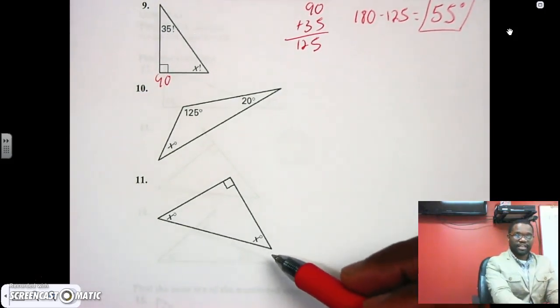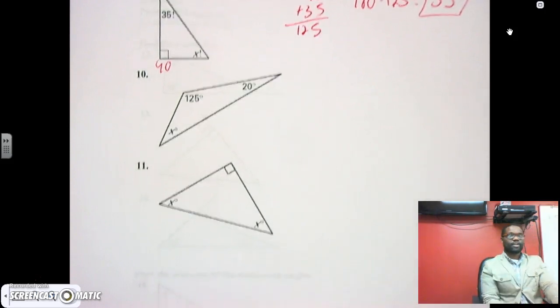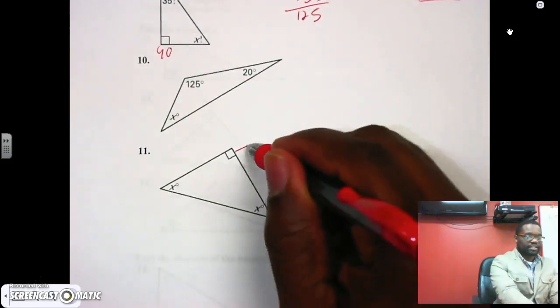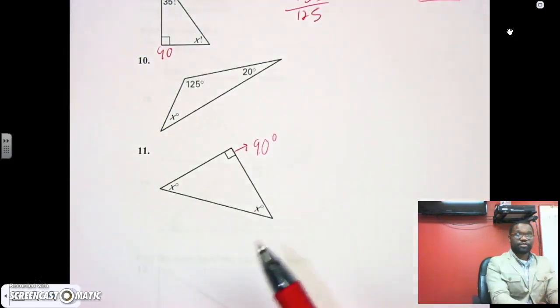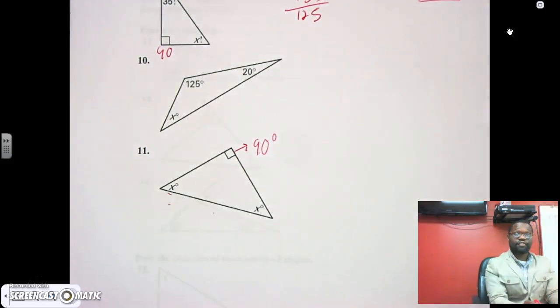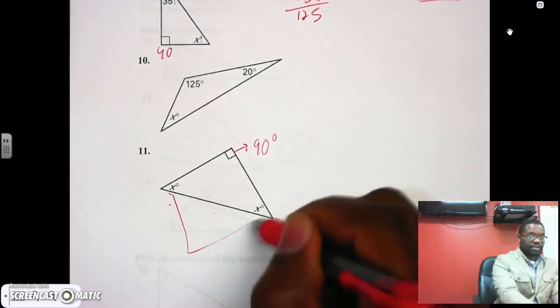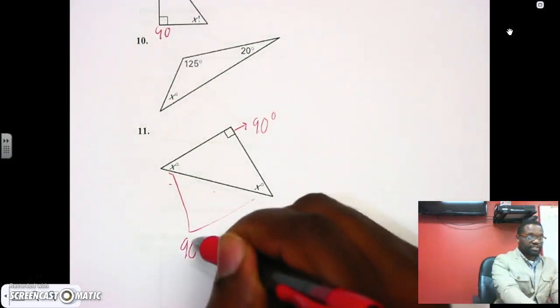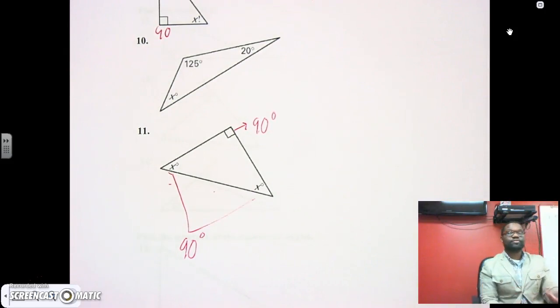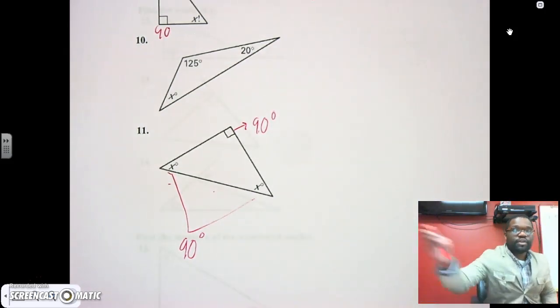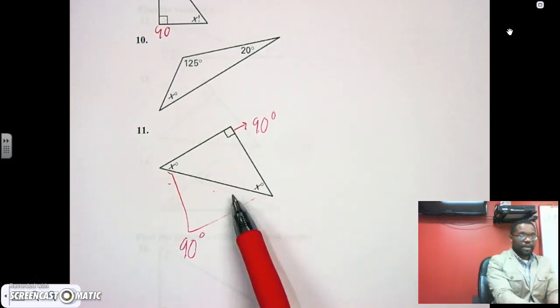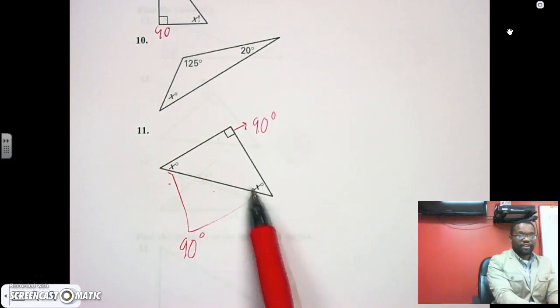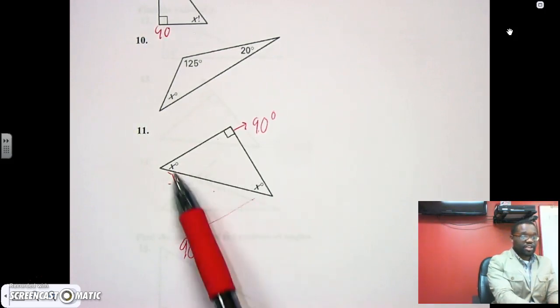What about number 11? Think about this for a second. I know that this angle is 90 degrees, which tells me that the rest of my angles have to add up to be 90 degrees. Does that make sense? All three angles equal 180 degrees. And if they all equal 180 degrees, 90 plus 90 is going to give me 180. But notice that these two have the same variable. That means these two are equal.